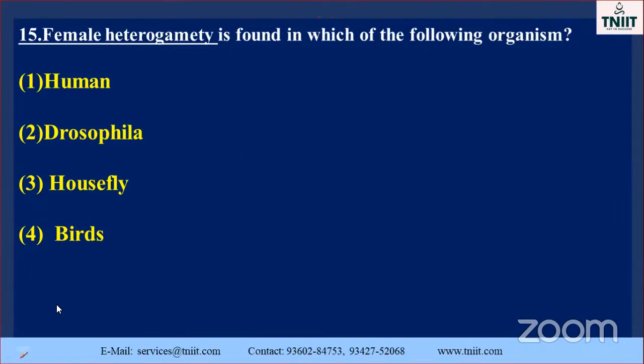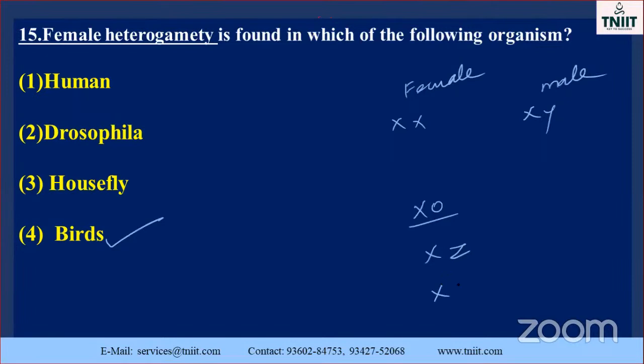The next one is female heterogamety in organisms. Okay, in our category, the female is mostly XX only. XY is the male. Here, which one is the correct option? Female heterogamety is found in which of the following organisms? Birds only. The female is, what is that, X0, or sometimes XZ, like that. Okay. Others are homogametic. This one is the correct answer for heterogamety.